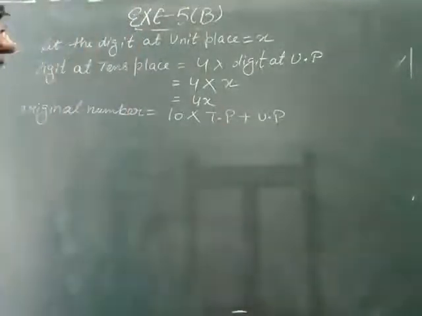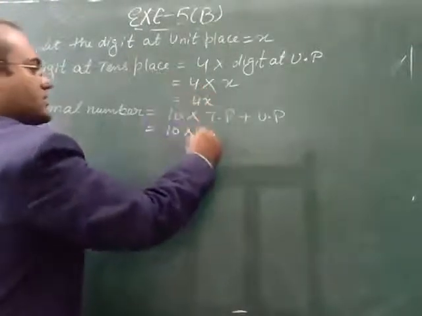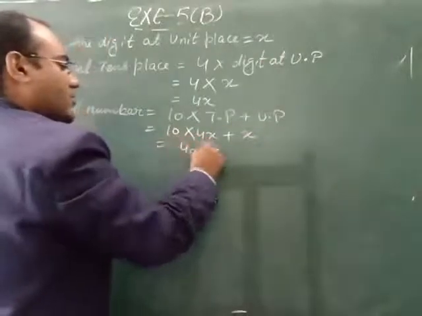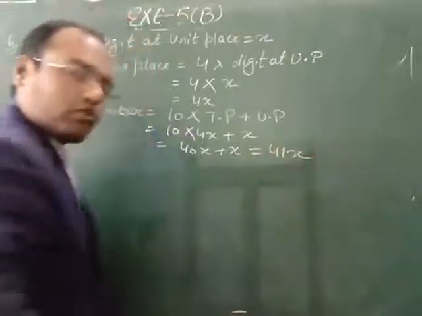Now we have to put the value. 10 into tens place is 4x plus unit place is x. 40x plus x will become 41x. This is the original number.